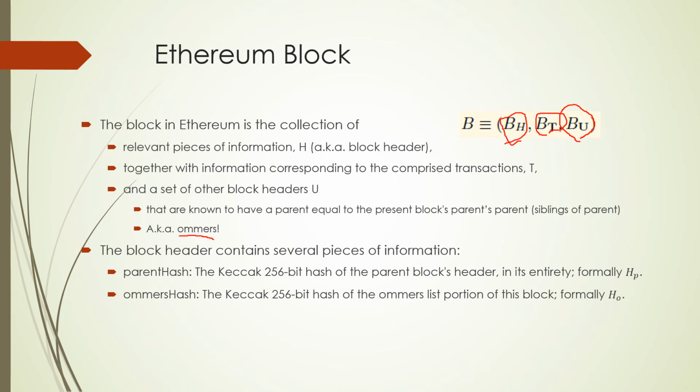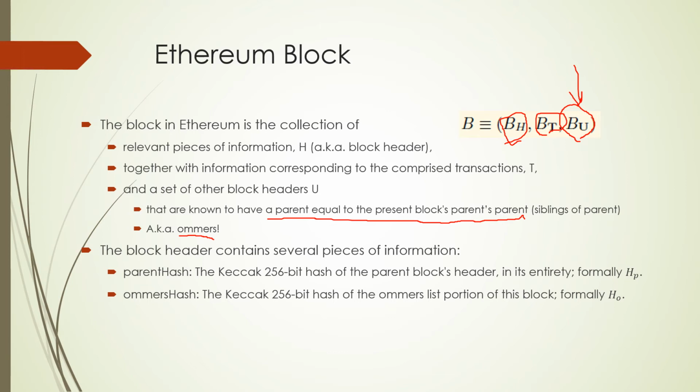Basically, the blocks that are siblings of the parent of this block are called ommers. And the better definition is this: a block whose parent is equal to the present block's parent is called an ommer, and all the headers of those blocks are combined into the third element of a block, right?